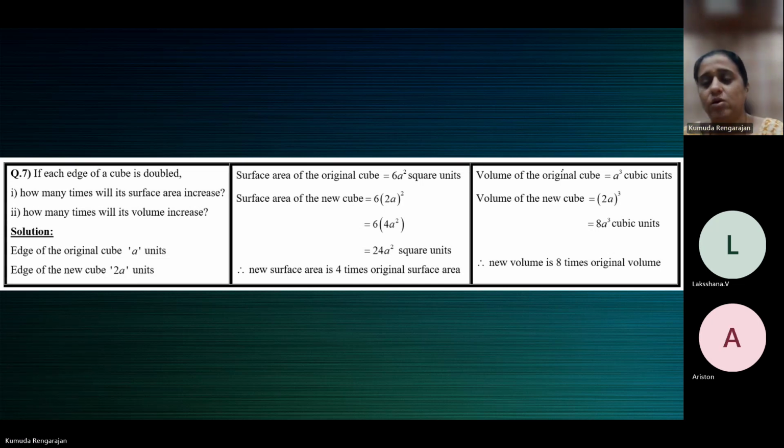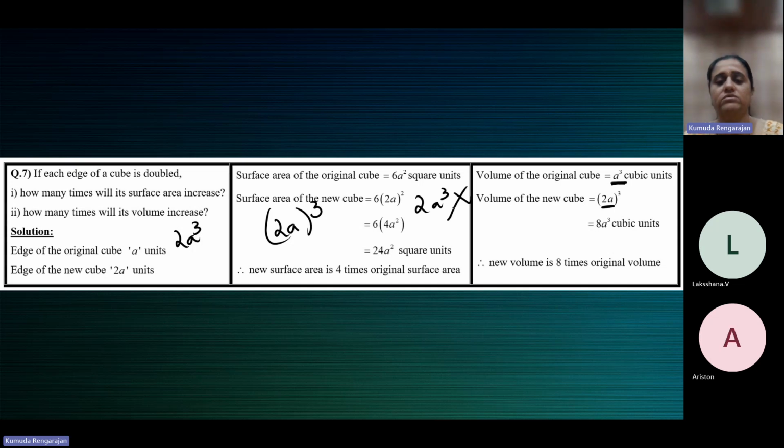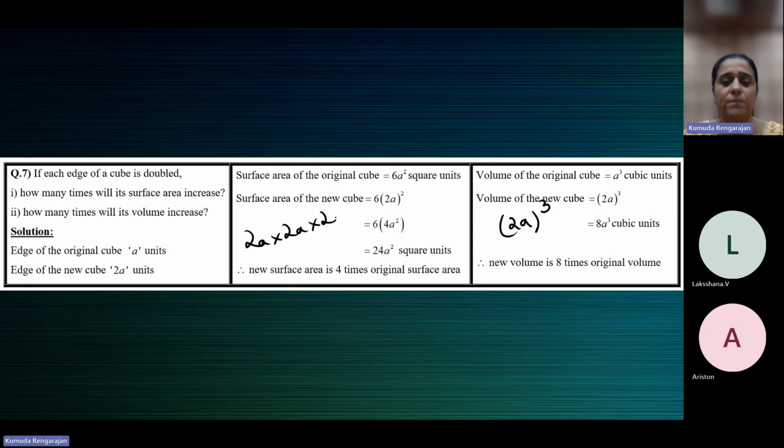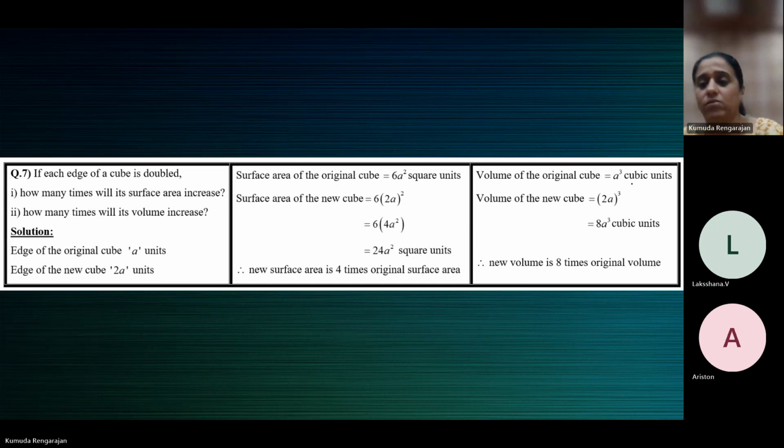Next is volume. Original volume is a cubed. The new volume will be 2a, the whole cubed, because the new edge is 2a, not 2a cubed like this. The edge is 2a, and that entire edge should be cubed. If we write 2a cubed, it's wrong. Whatever the edge is, that should be cubed. So 2a into 2a into 2a is 8a cubed, 8a cubic units.